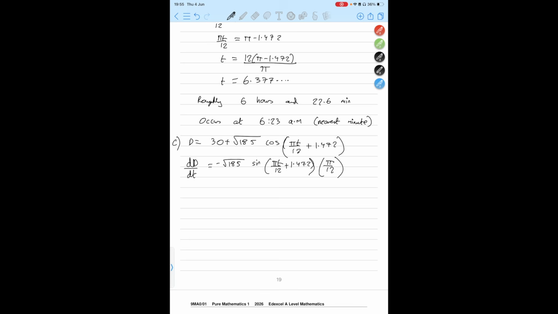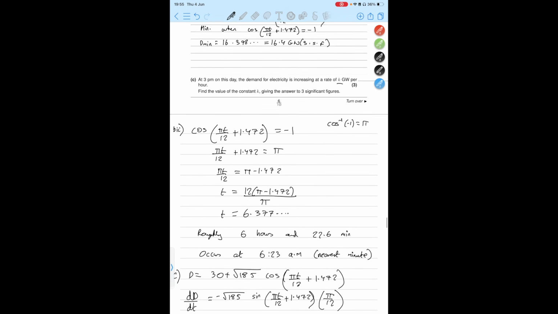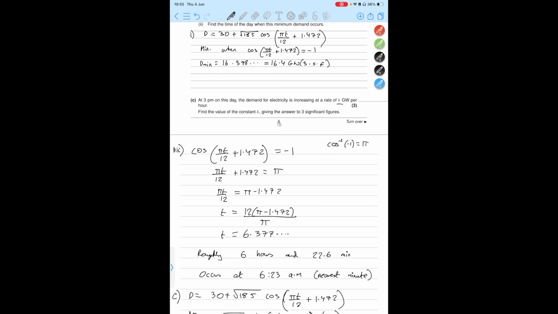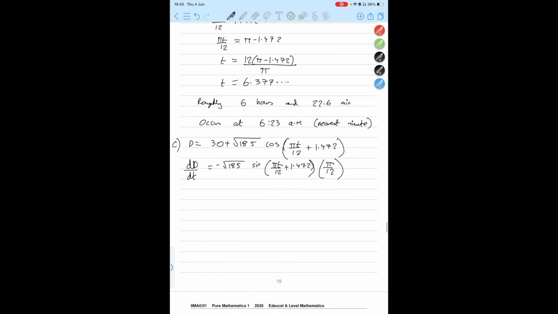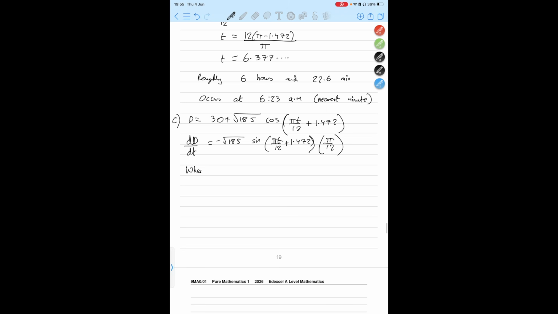Okay, so now we have to find it at the time when, I believe, it's 3 p.m. That means since midnight there's been 15 hours. So when t is equal to 15, dD by dt, okay, let's just hope that I don't write this into my calculator wrong.